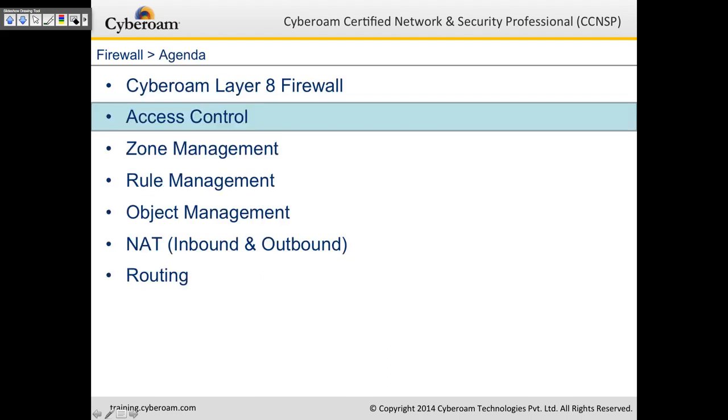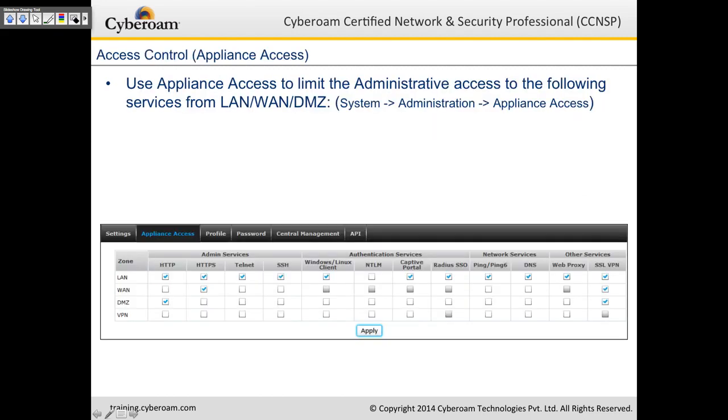So let's have a look at the access controls. Now the screenshot which we are seeing here is the default settings at the Cyberoam. So here it says that in the LAN you've got HTTP allowed and HTTPS allowed, which means under admin services, you can access Cyberoam on HTTP and HTTPS from LAN. You can access Cyberoam by default from WAN on HTTPS.